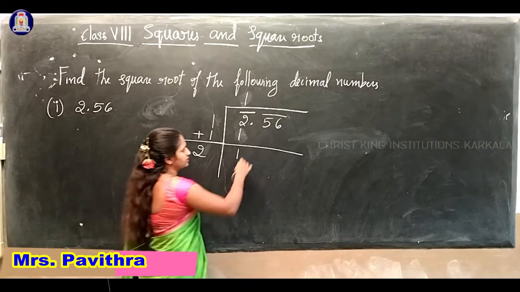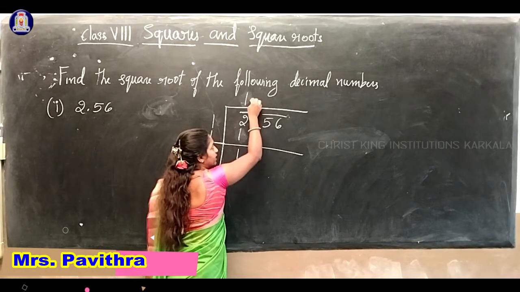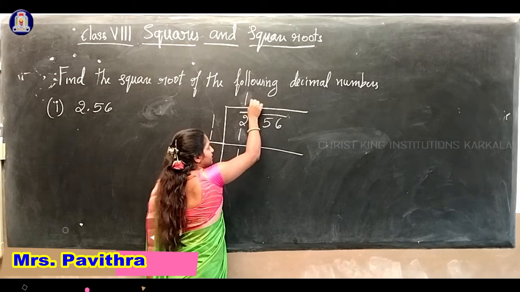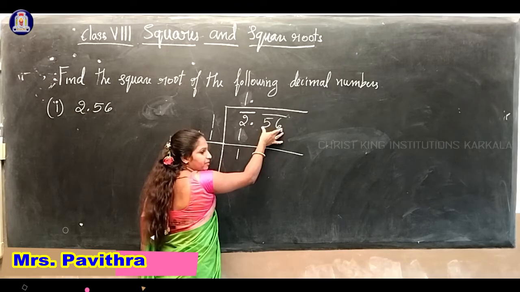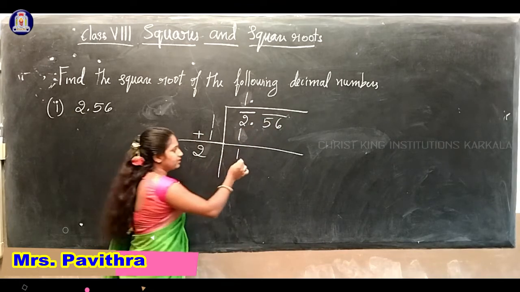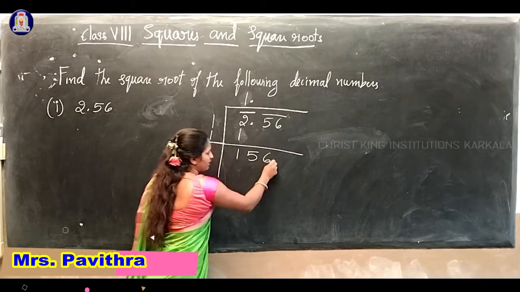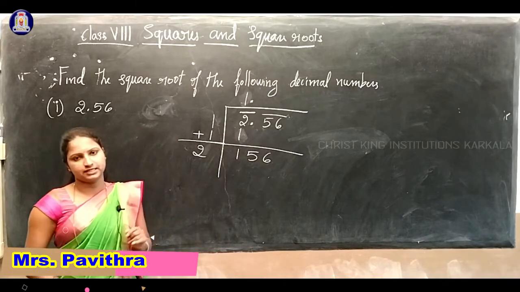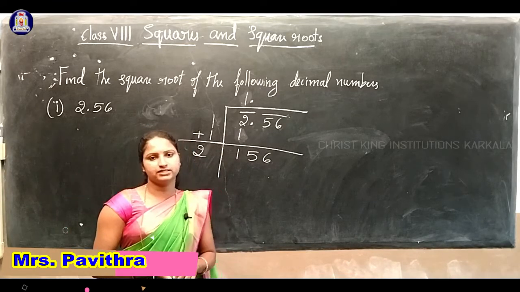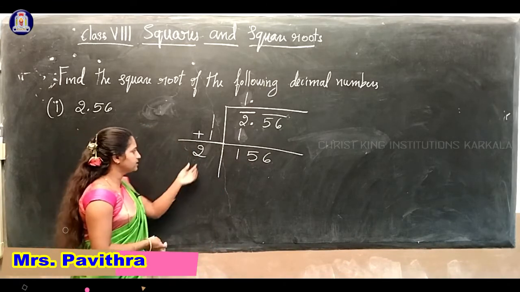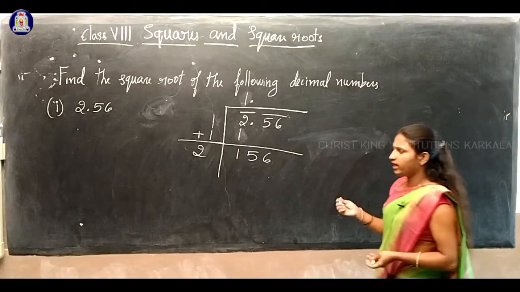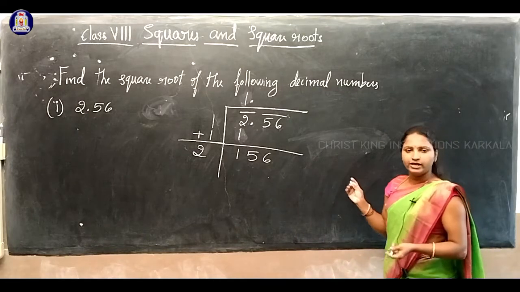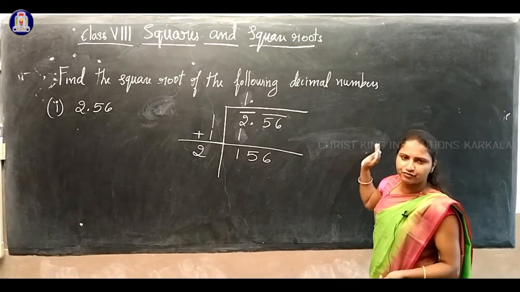Now next, this decimal point you have to write in the question. In the answer you must write the same decimal point here. Then take the remaining 2 digits. So what is that? 56. So we'll get 156. So now my question is 2 dash into dash. The answer you must get is 156, or it may be near to 156.